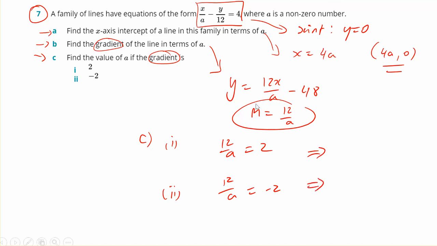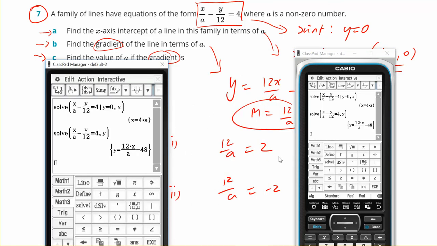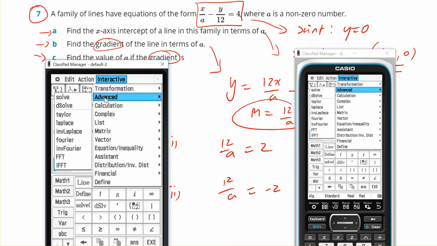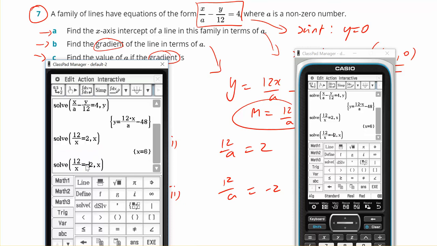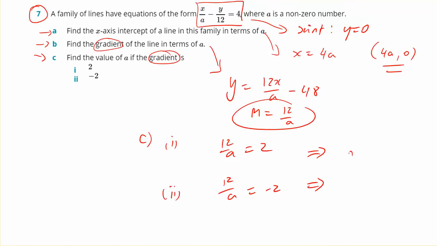You can do it by hand, but like I said, I do want everyone to be comfortable using the CAS calculator. So 12 divided by a, and I'm going to be lazy and just use x because we've only got one variable, equals 2. Interactive, advanced, solve for x. So a equals 6, and I'm going to recycle this because I'm adding a negative 2 here. 6 and negative 6. So a equals 6, a equals negative 6. As you can see, you can comfortably do all three parts of the question using the CAS calculator. So hopefully that helps.